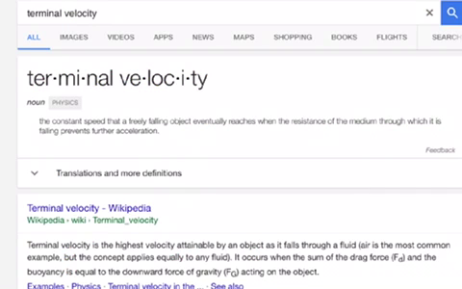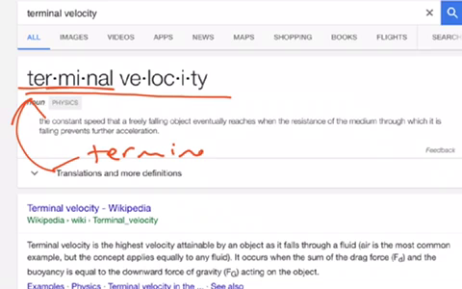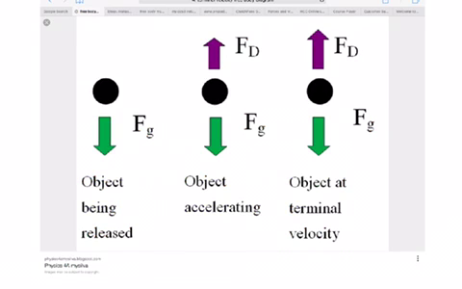Now some vocabulary that shows up is terminal velocity. For those of you who did the worksheet last time in class, you see this term over and over again. Terminal velocity, according to Google, is the constant speed that a free-falling object eventually reaches when the resistance of the medium through which it is falling prevents further acceleration. Terminal typically means terminate. It's when acceleration terminates.